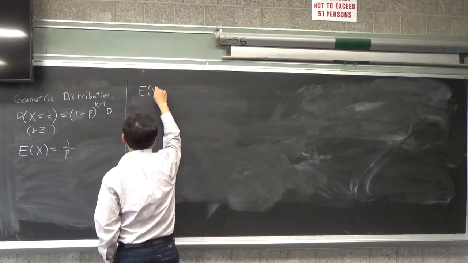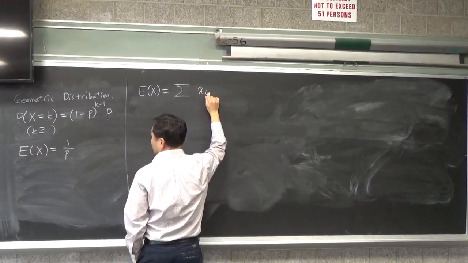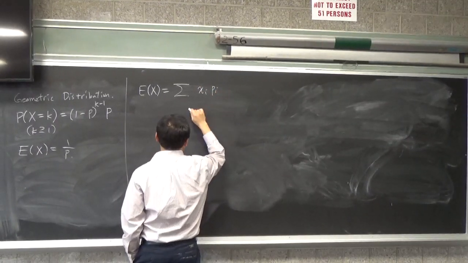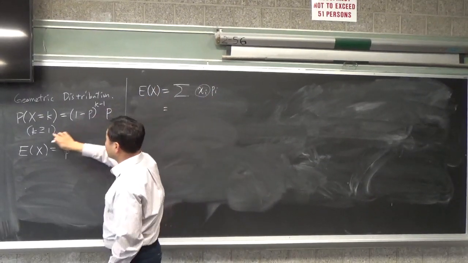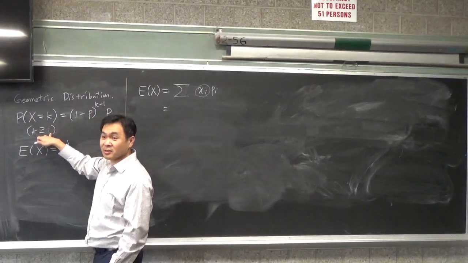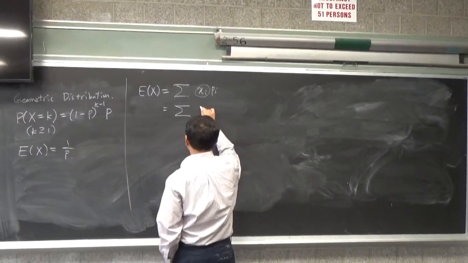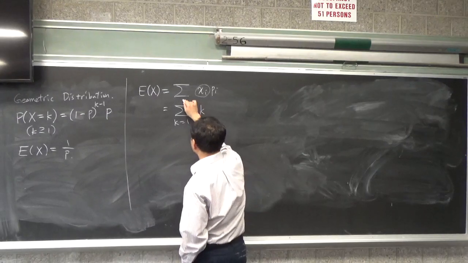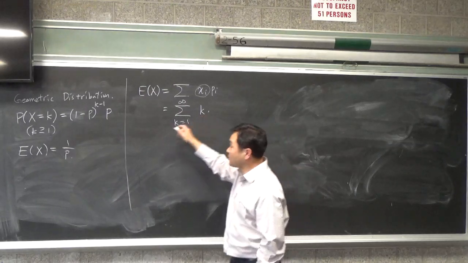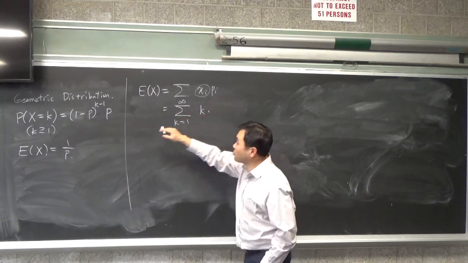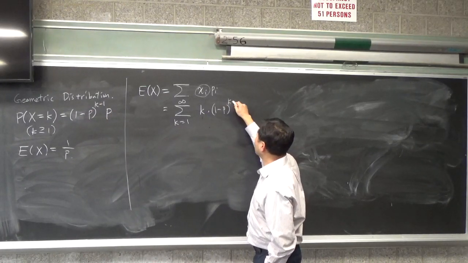So E of x is the summation of x_i p_i, but the values that this x can take are values from 1 through infinity. So you have the summation where k goes from 1 through infinity. And the probability that x will be equal to k is exactly this, right? So instead of p_i, we're going to use this formula here. We're going to put (1 minus p) to the k minus 1 times p.